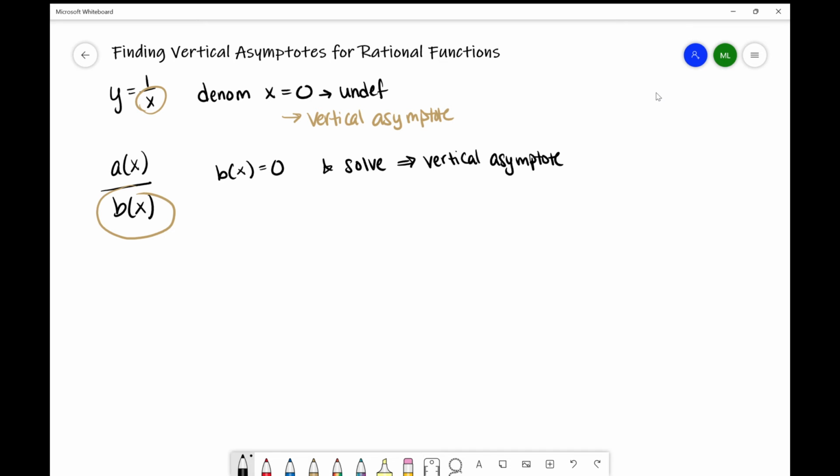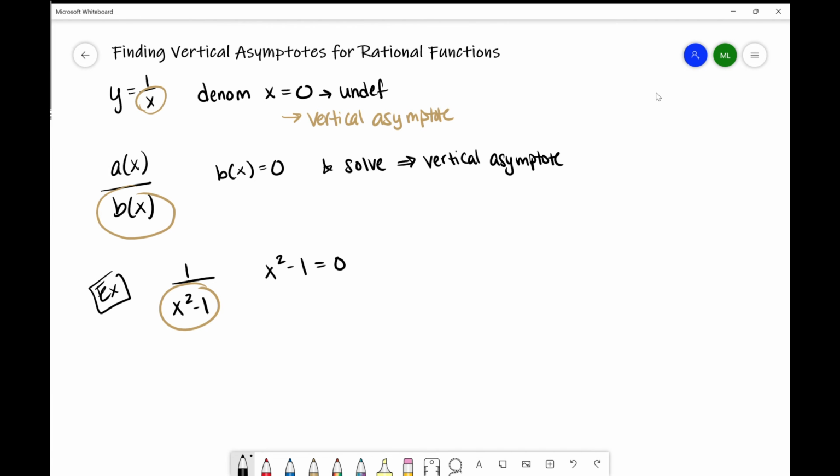Okay, so moving along, let's go ahead and talk about an example, so let's see it in context. Let's say you have 1 over x squared minus 1. Your denominator is what? It's x squared minus 1. So set x squared minus 1 equal to 0 and solve.